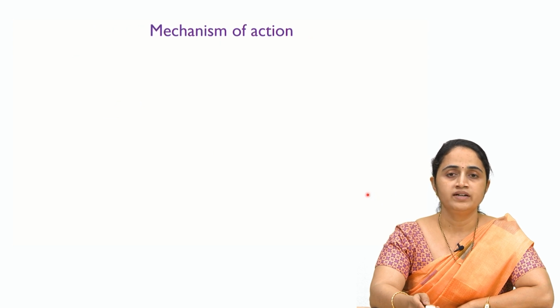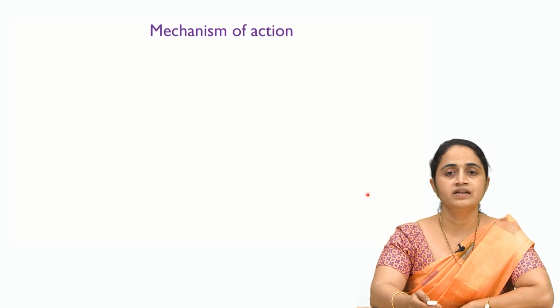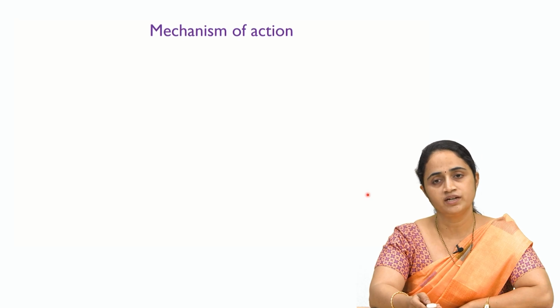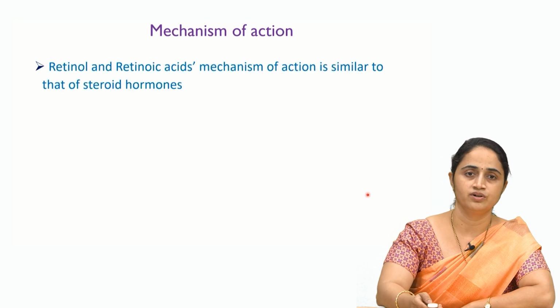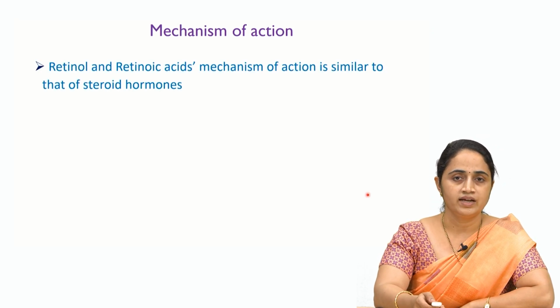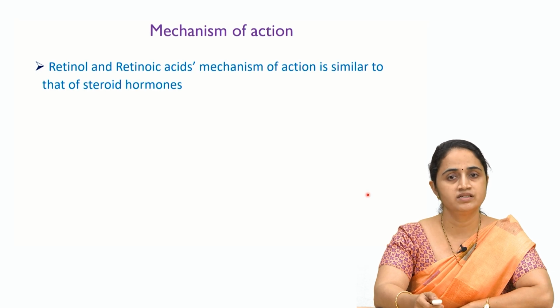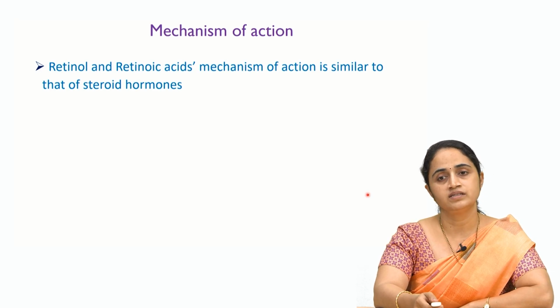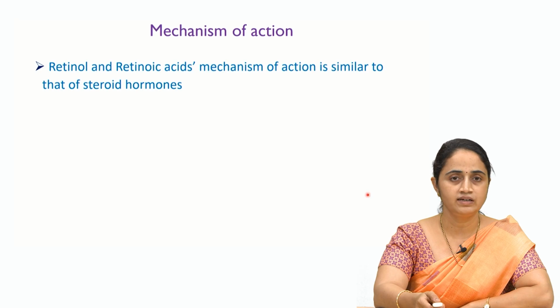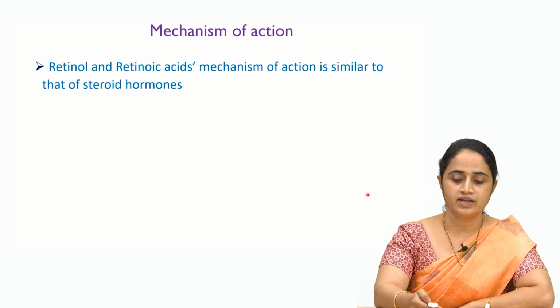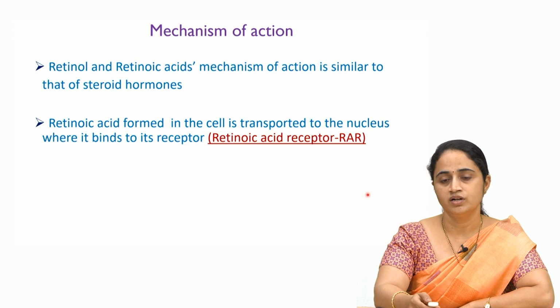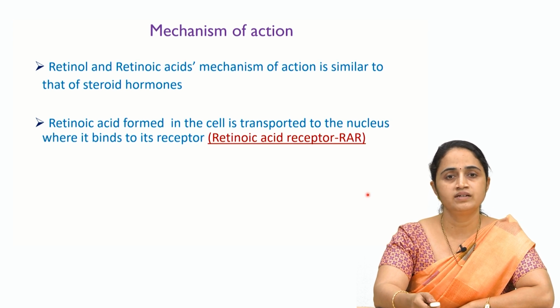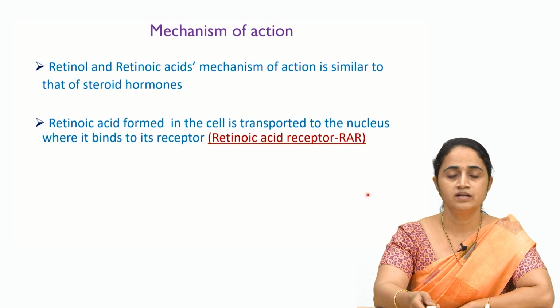Next is how vitamin A mediates its action. The mechanism of vitamin A is similar to that of the steroid hormones, because we know that it is a fat soluble vitamin, and its mechanism is similar to that of cortisol, for retinol and retinoic acid. Retinol has a different mechanism that we will study a little later. So, retinol and retinoic acid behave like the steroid hormones, similar to cortisol. The receptors for retinoic acid and retinol are present in the nucleus.